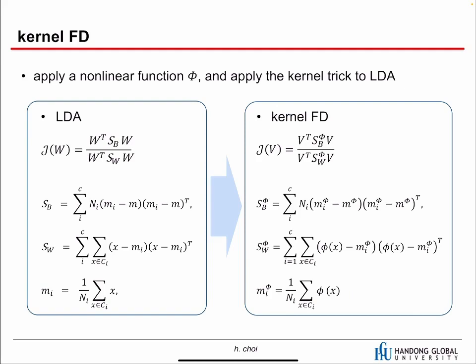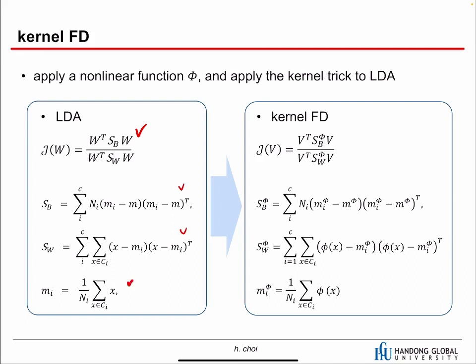And the next one is kernel FD, which is an extension of LDA or Fisher discriminant. Okay, so the logic is quite the same. We apply nonlinear function phi. Again, we don't have phi, but in this process, we apply nonlinear function phi, and then apply the kernel trick to LDA. That's it. So we have LDA objective functions, and SB is defined, SW is defined in this way, and m sub i is defined in this way.